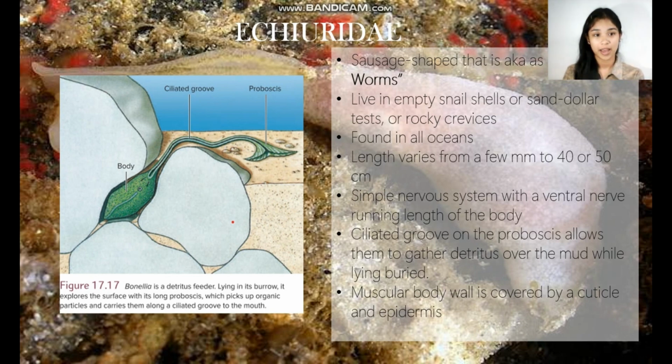It's a sausage shape that is also known as spoonworms. They live in empty snail shells or sand darts or rocky crevices, and it is found in all oceans. Length varies from a few millimeters to 40 or 50 centimeters. It has a simple nervous system with a ventral nerve running the length of the body. It has a ciliated groove on the proboscis that allows them to gather detritus over the mud while lying buried. Its muscular body wall is covered by a cuticle and epidermis.